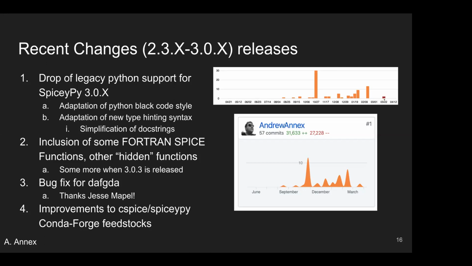Again, SPICE is developed in Fortran, so it has hundreds and hundreds of functions. C SPICE wraps a large subset of those. There are just a few of these functions from the Fortran SPICE library that are really useful that I'm able to include, because they are all translated into C automatically to build C SPICE. They're just not exposed in a documented, user-friendly way.